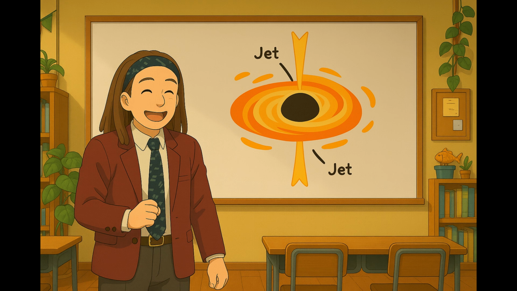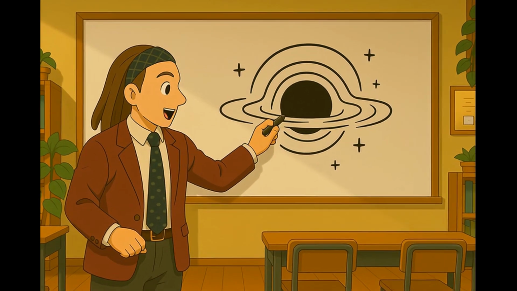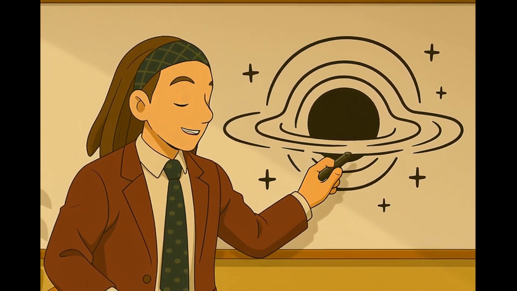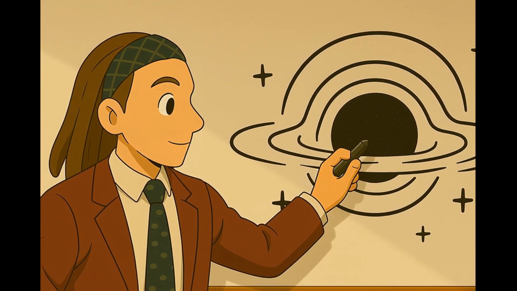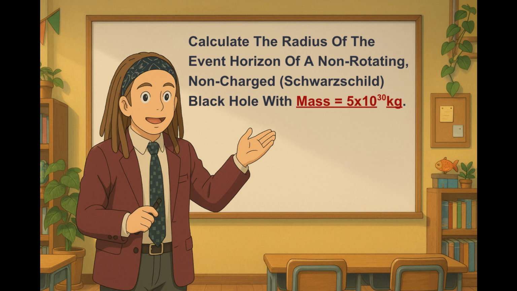Let's break this down step by step. First, imagine our black hole. We can't see it, but we can visualize its key features. At its very center is a singularity, an infinitely dense point. Around this singularity, we draw a perfect sphere. This sphere represents the event horizon. Its radius, from the center to this spherical boundary, is what we aim to calculate.